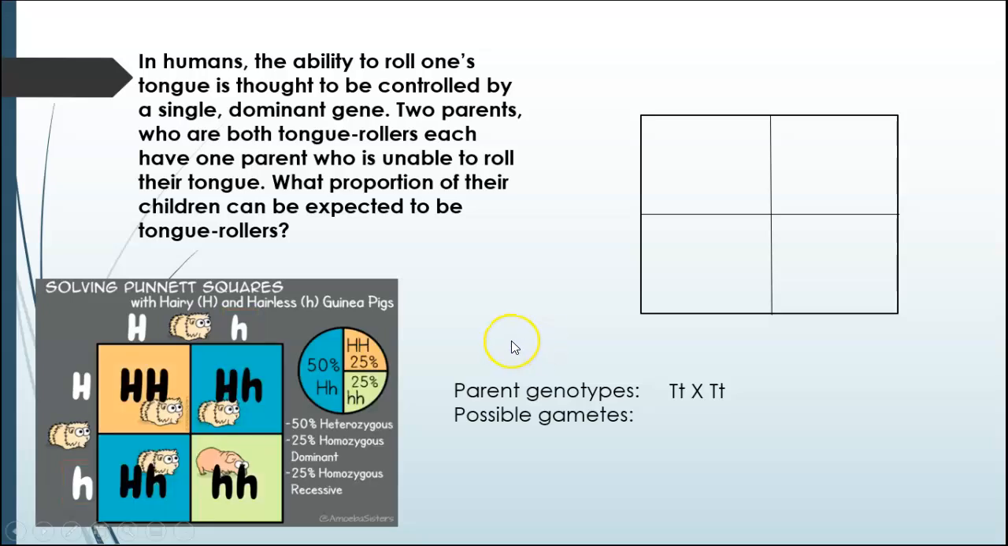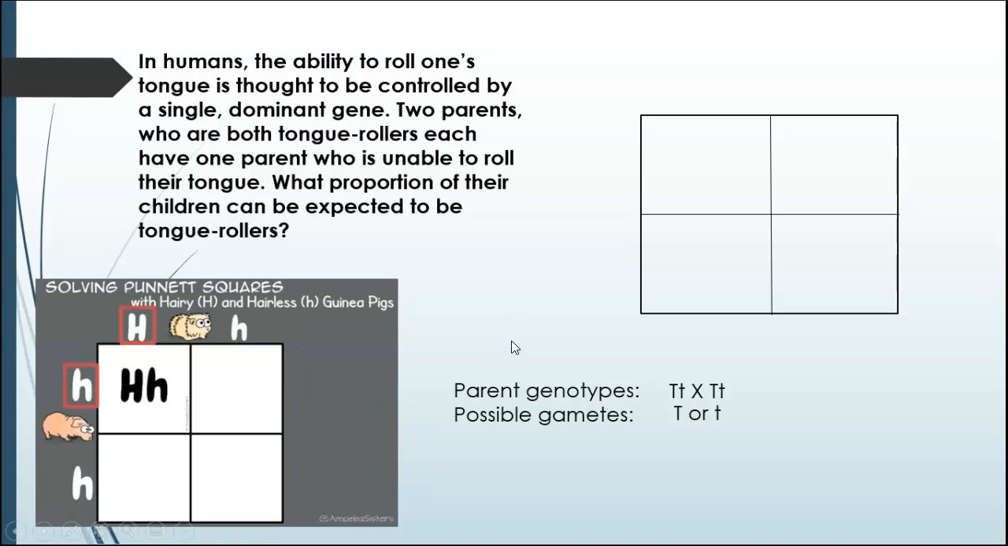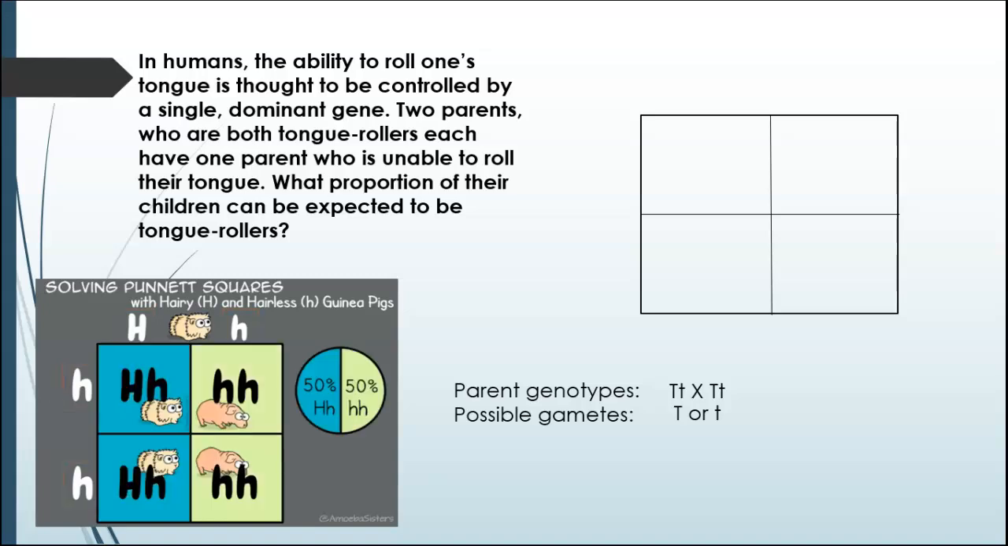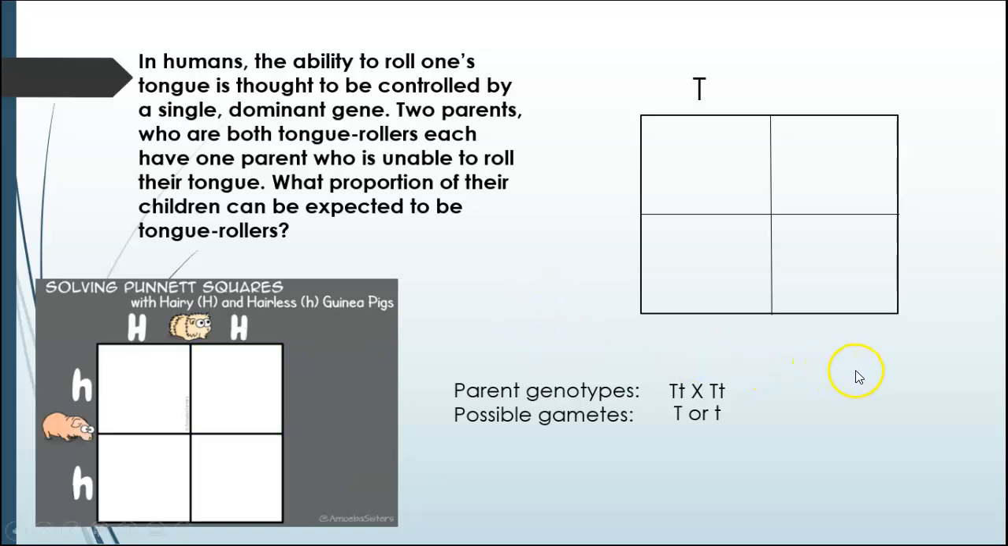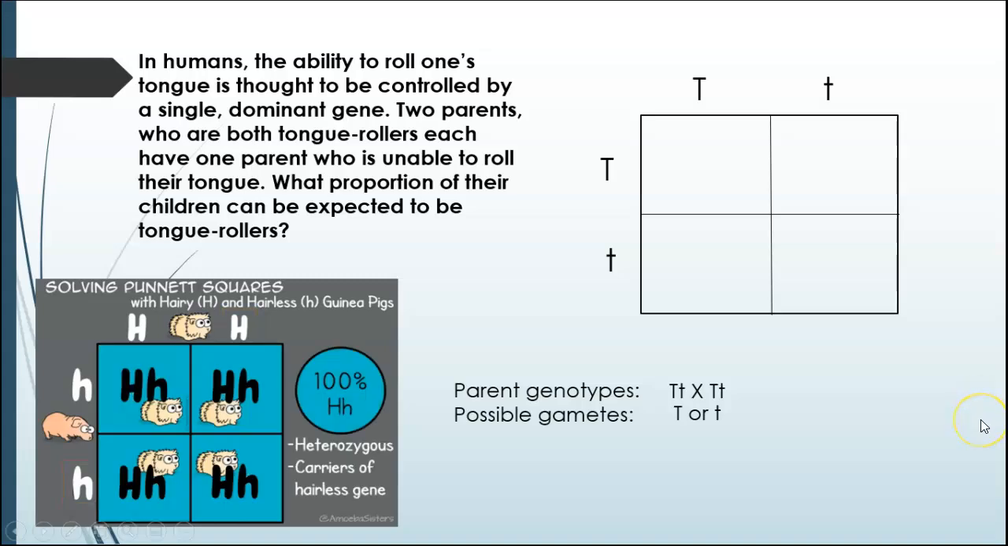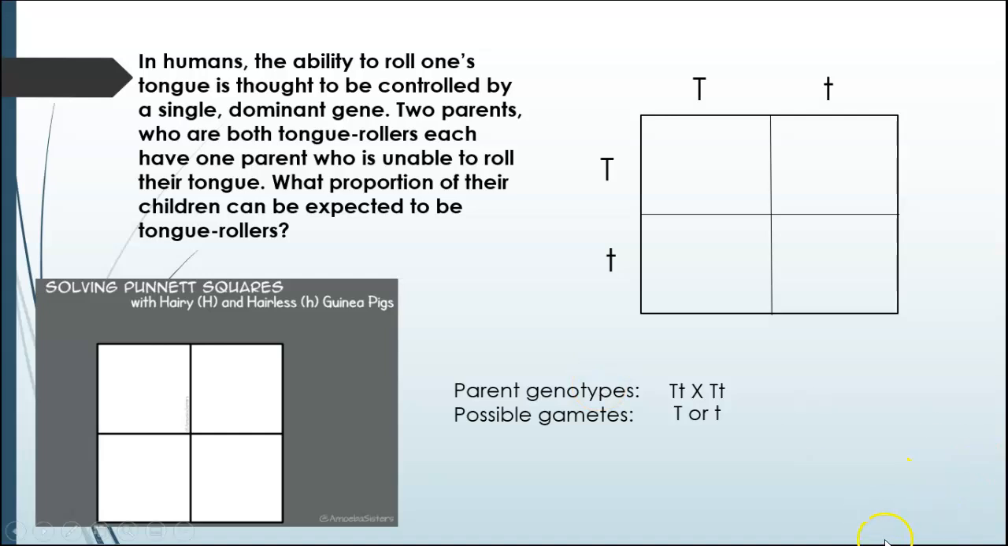Okay? So what gametes can they produce? They can produce either a capital T, a dominant allele, or a lowercase t for the recessive allele. All right, we're going to put those on our Punnett square. Remember that we put the possible gametes on the outside of the square for both parents, for the father and the mother. It doesn't really matter which one you put where. I just said father and mother that way. Okay, it doesn't really matter.